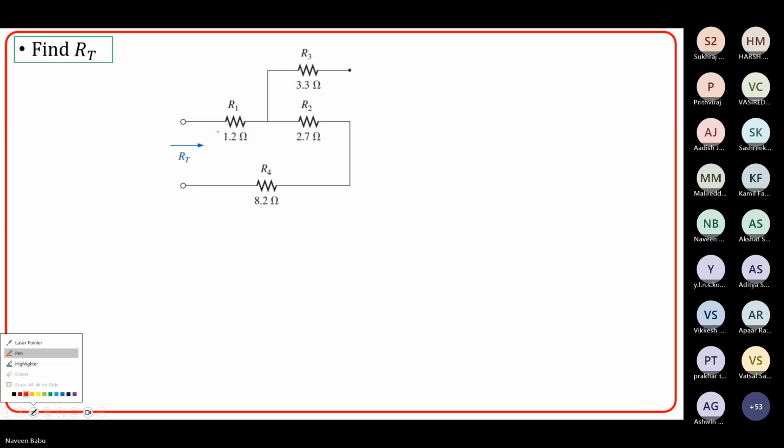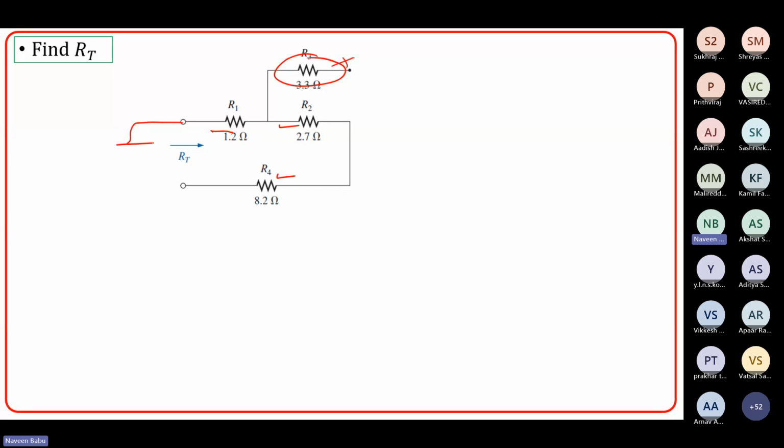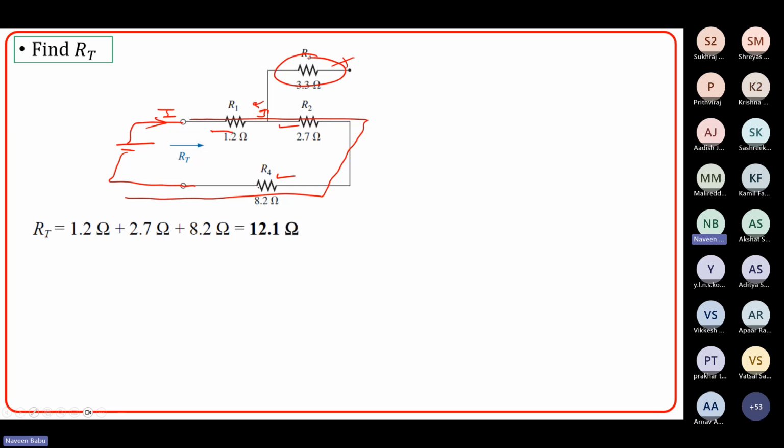So if you look, R1 is in series with R2, which is in series with R4. This R3 will not contribute to anything for the simple reason that if you apply a voltage here, the current flows like this and will not branch out in this direction because this end is open circuited, right? So the current will flow only through this particular path. So the answer is 12.1 ohms. So 1.2 plus 2.7 plus 8.2 ohms, right?